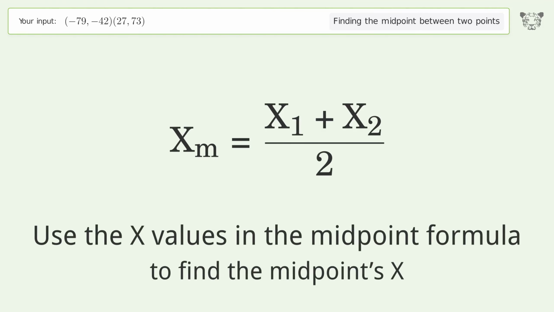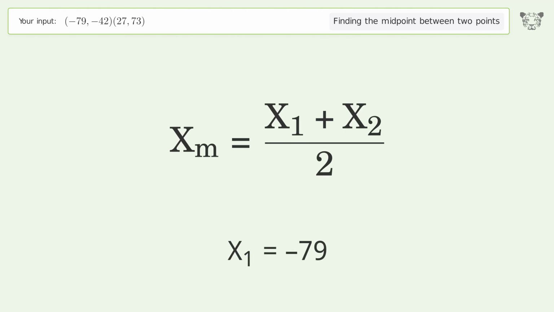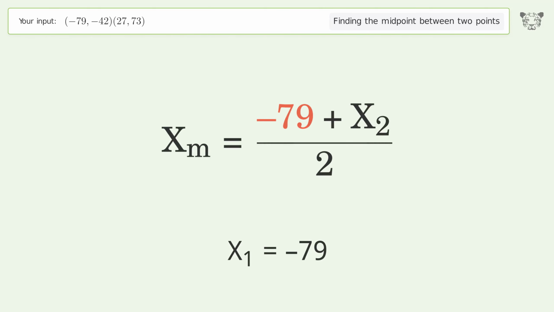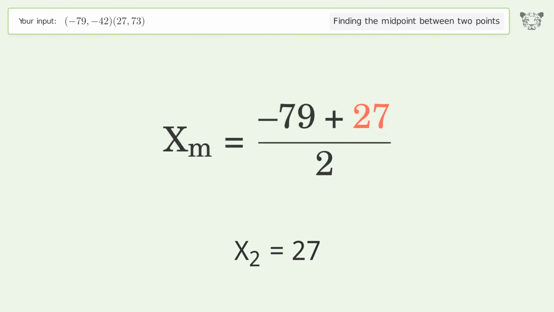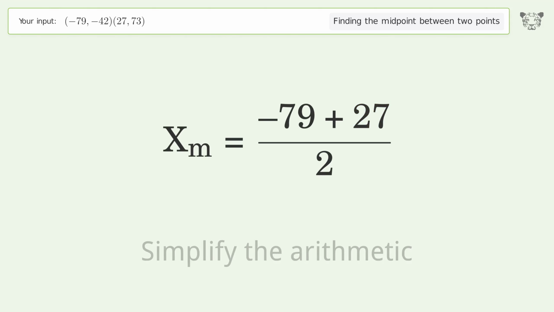Use the x values in the midpoint formula to find the midpoint's x. x1 equals -79. x2 equals 27. Simplify the arithmetic.